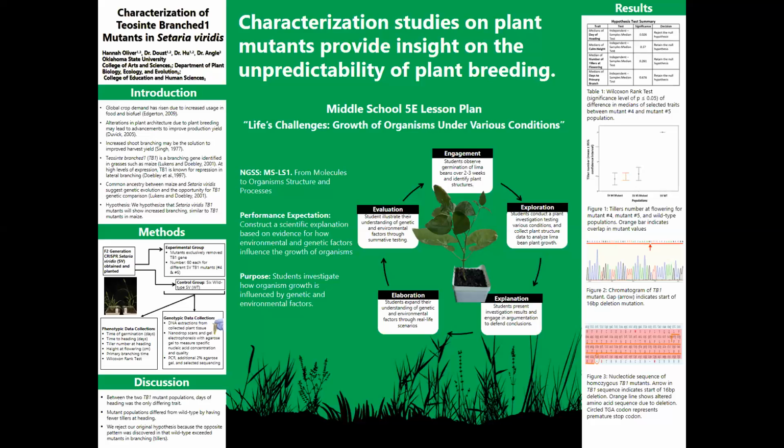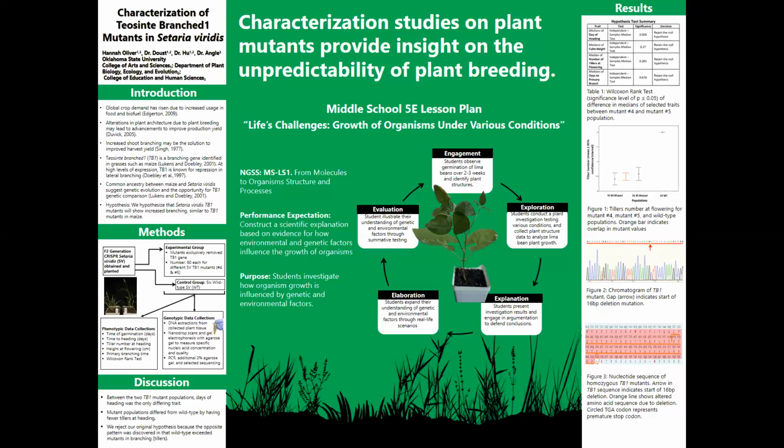As for our genetic results, as we can see in Figures 2 and 3, we discovered two homozygous samples in the mutant 4 population. And within these two homozygous samples, we identified a 16 base pair deletion mutation that led to an altered transcript and early stop codon, which is circled in Figure 3. Our results show that there were very few differences between the mutant populations, with days of heading being the only significant difference between mutants, and tiller count differing among all three.